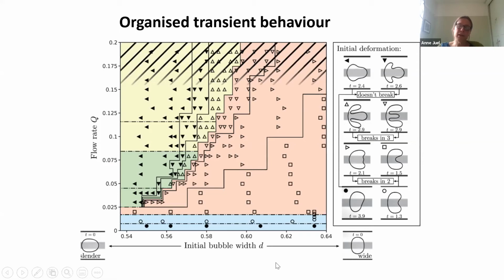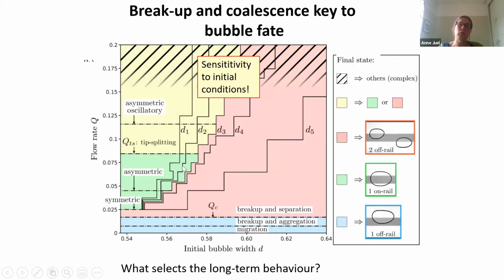But if we ignore the exact points on the diagram and just look at the background colors, the background colors tell us about the long-term outcomes of these bubbles. So, for instance, you get off-rail bubbles when you have low enough flow rate. That's what we saw in the previous slides. And then at some critical flow rate, you start getting two separating bubbles. That's this red area. And for the more slender bubble, you can retain one bubble long-term behavior.